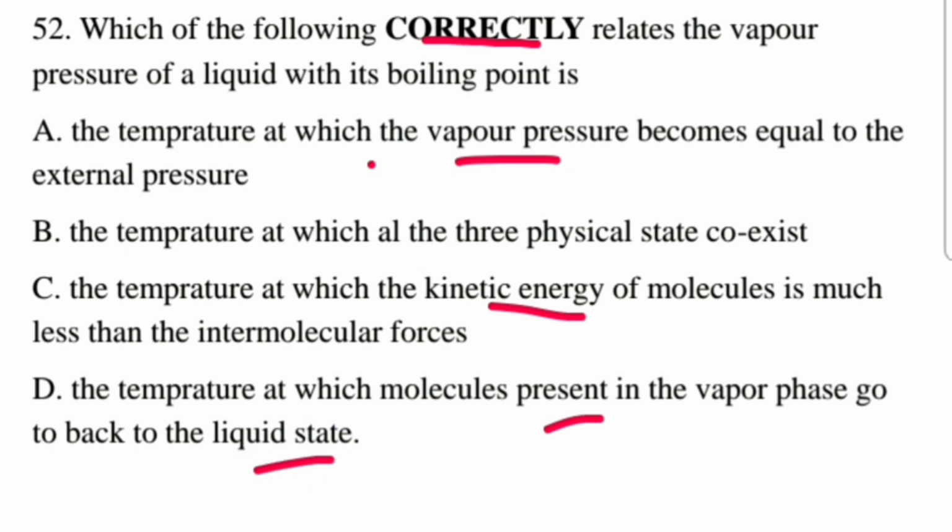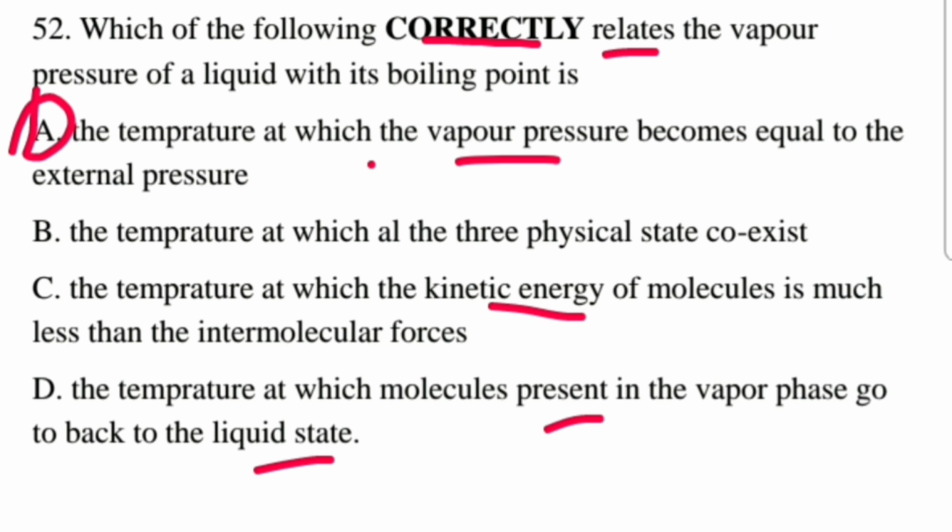Vapor pressure of a liquid and its boiling point, which relates correctly. A, the temperature at which the vapor pressure becomes equal to the external pressure. A is correct, because boiling point is the temperature at which the vapor pressure of a liquid is equal to the external pressure. When the external pressure and the vapor pressure of the liquid are equal, that temperature is called the boiling point.